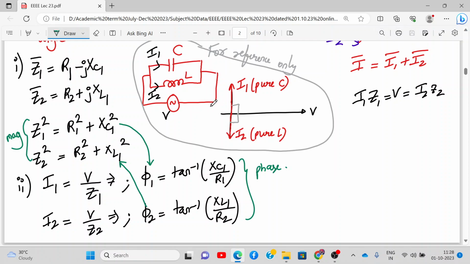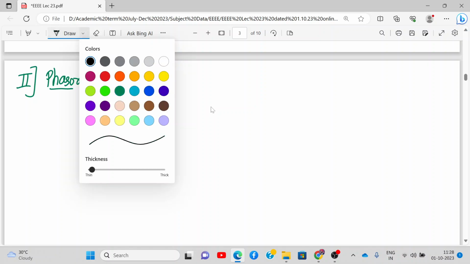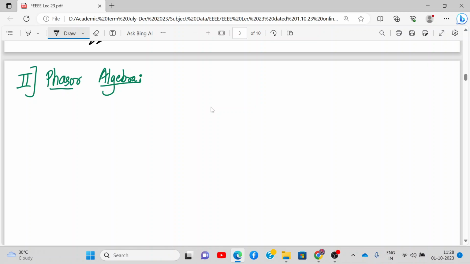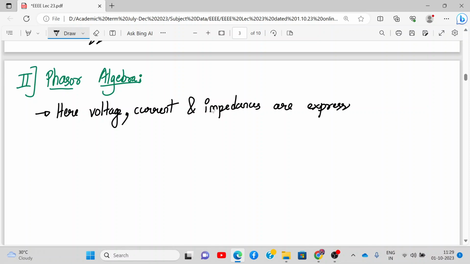Alright, now let's go to the second technique. The second technique is phasor algebra. Okay, so write it down. Technique number 2: you solve by phasor algebra. What we do here is, voltage, current and impedances are expressed in rectangular or polar form.